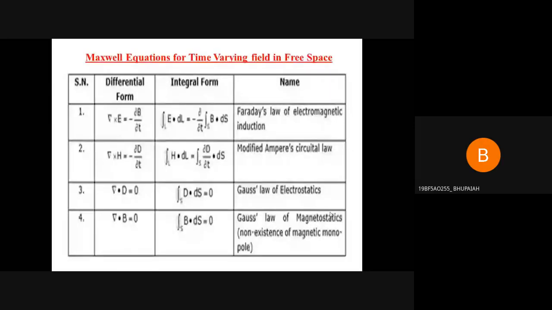Okay. What about this one? Time varying field in free space.